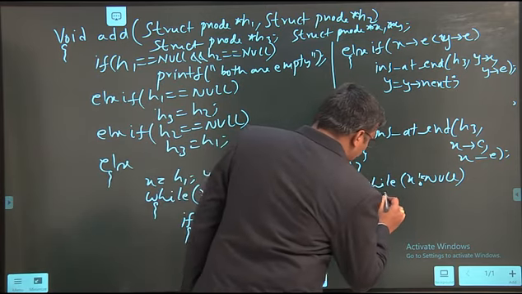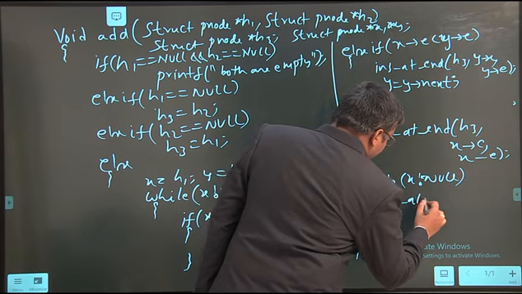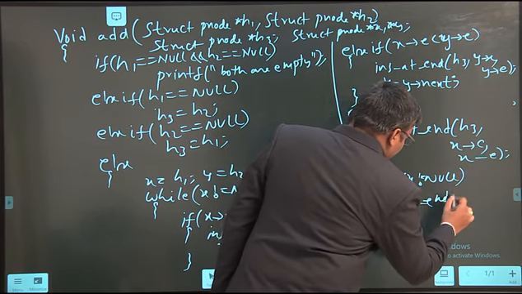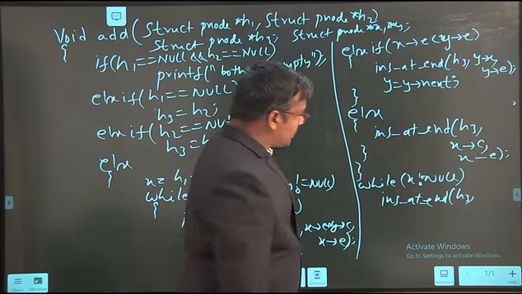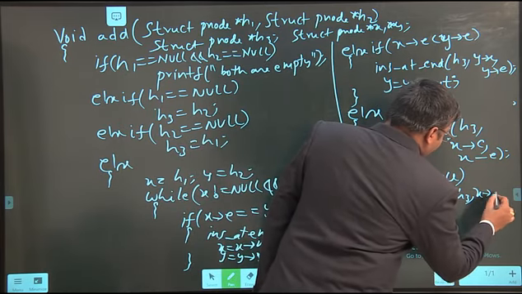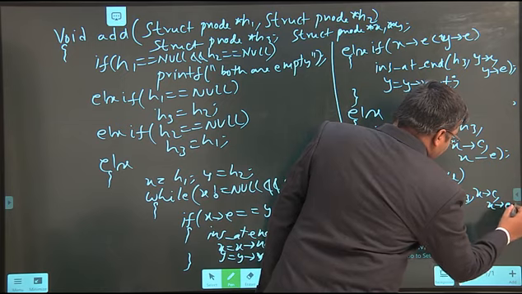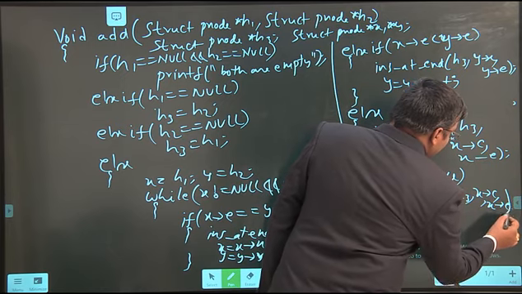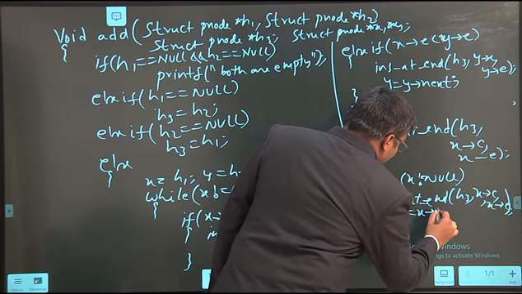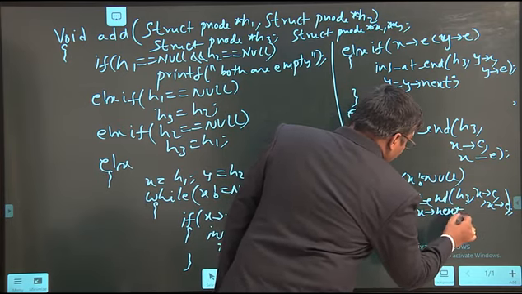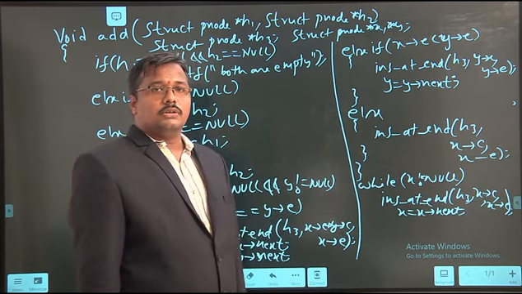Means I have to call the insert at end function with h3, comma, x of coefficient, comma, x of exponent. So x terms are copied. X is equal to x of next.